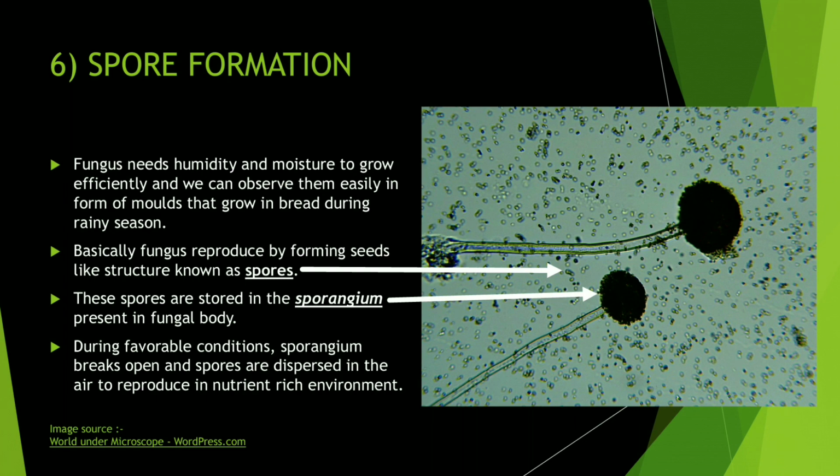Now the basic fungus reproduces by forming seed-like structures, and these are known as spores. In the image, the small dots are nothing but your spores. These spores are enclosed in a spherical body known as a sporangium. During favorable conditions, when the fungal cell detects that there is enough nutrients and enough moisture in its surroundings, the sporangium breaks open and the spores are dispersed in the air to reproduce in that nutrient-rich environment.